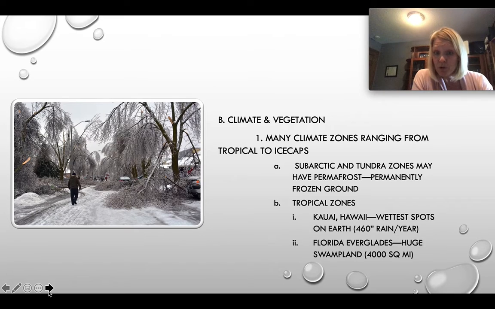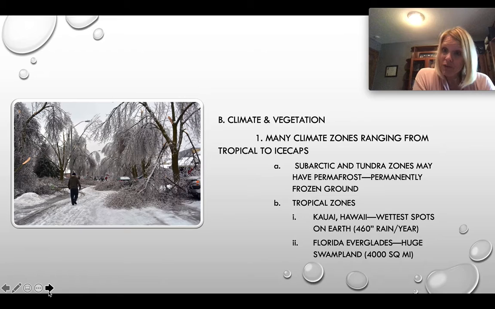Tropical zones, for instance, in Kauai, Hawaii, is the wettest spot on Earth. They get 460 inches of rain on average per year. Can you imagine that? That means they probably average more than an inch a day. Now, chances are it doesn't rain all the time every day, but that is a lot of rain. That is a very, very wet spot.